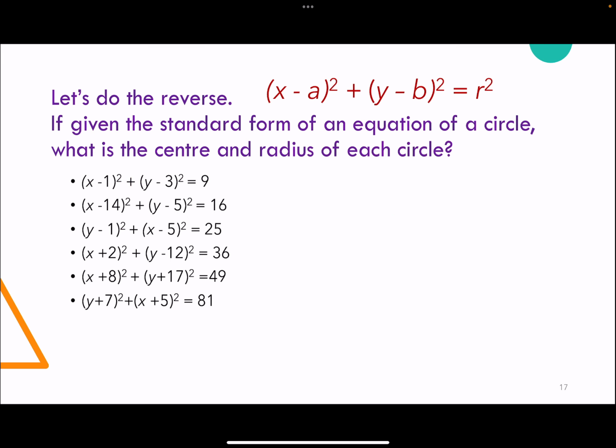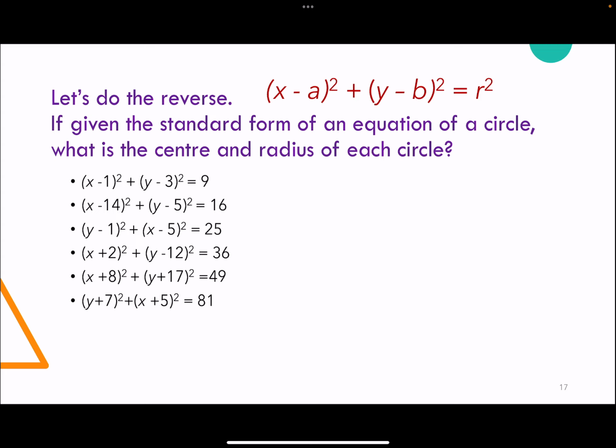Okay, what if we want to do the reverse? If I give you the standard form of an equation of a circle, are you able to figure out what the center and the radius are for each circle? So it will be good for you to take out a piece of paper, pause this, and try it out before you continue to play the video to check the answers. Alright, get started now.